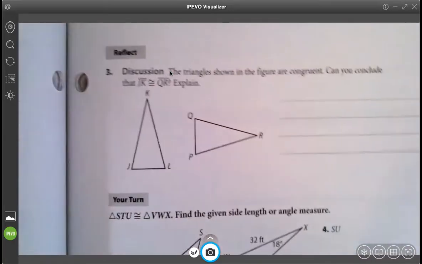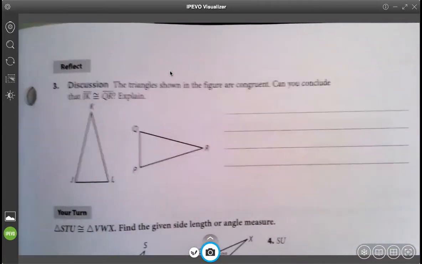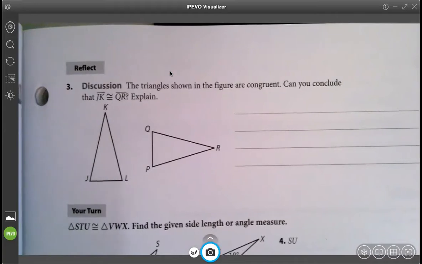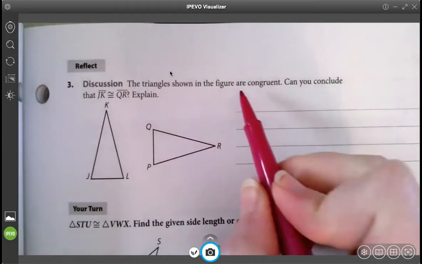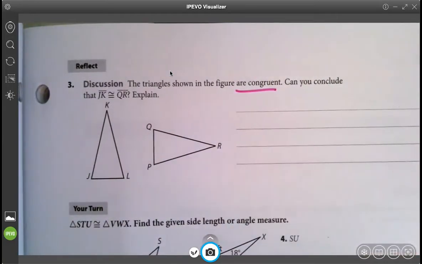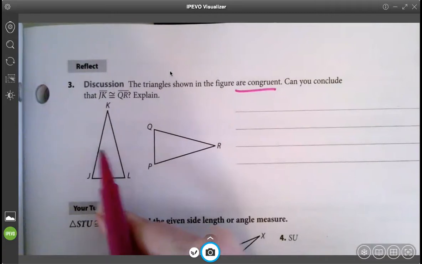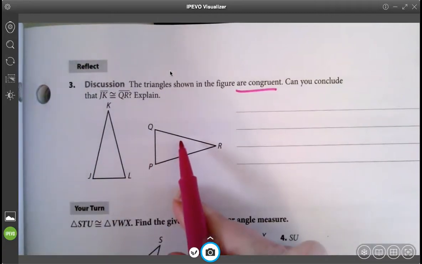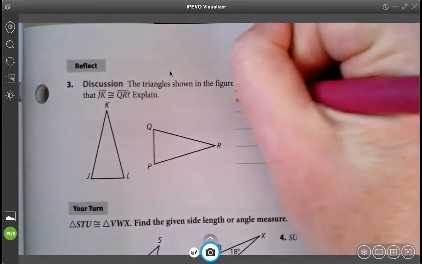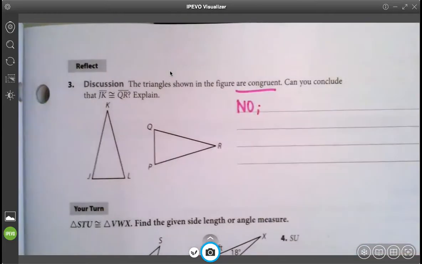Let's look at 141, number 3, and talk about this one. It says the triangles shown in the figure are congruent. Can you conclude that JK is congruent to QR, and then explain? I'm going to go ahead and tell you that that's no. You should not conclude or assume that JK is congruent to QR.